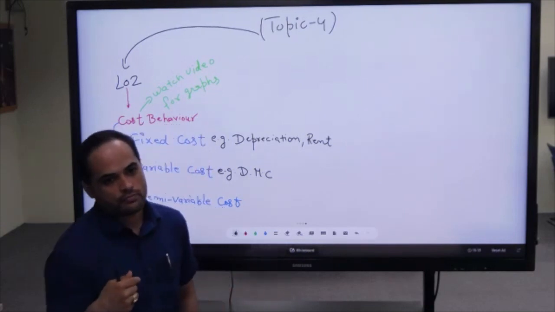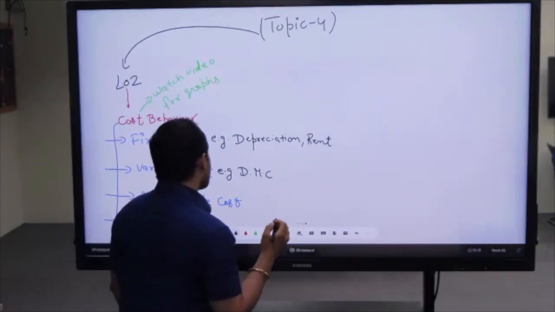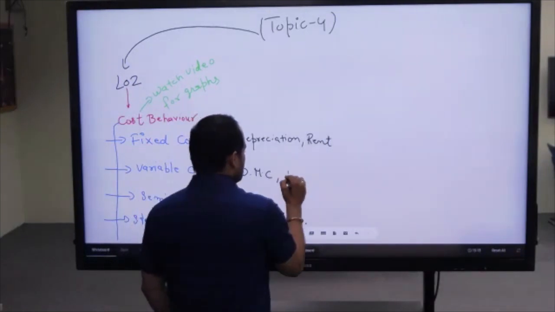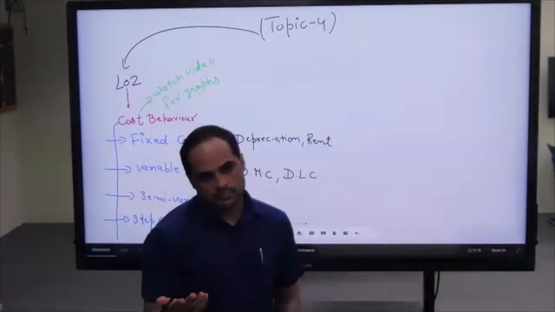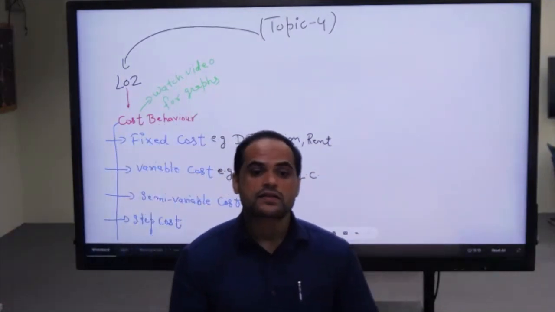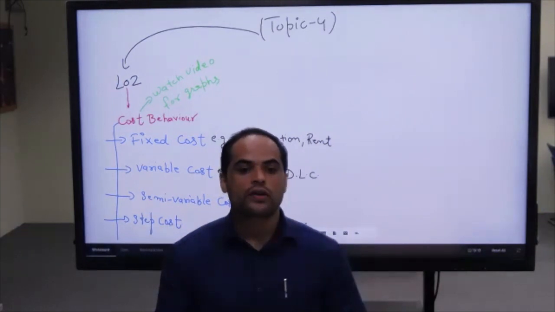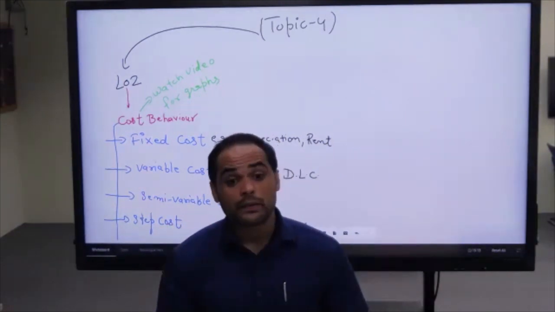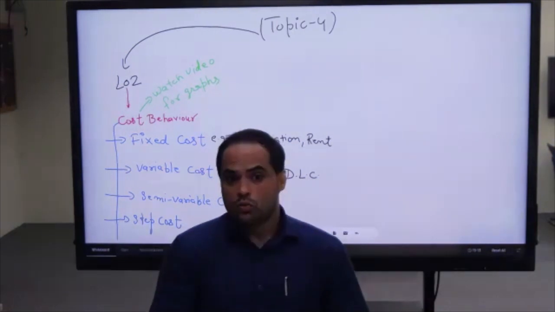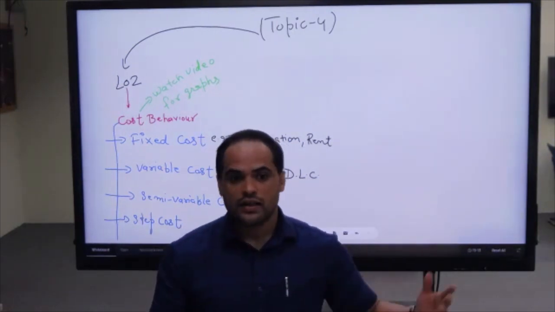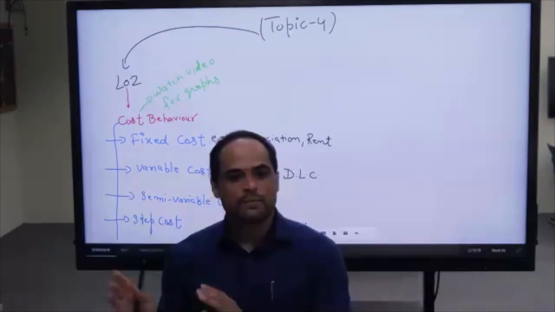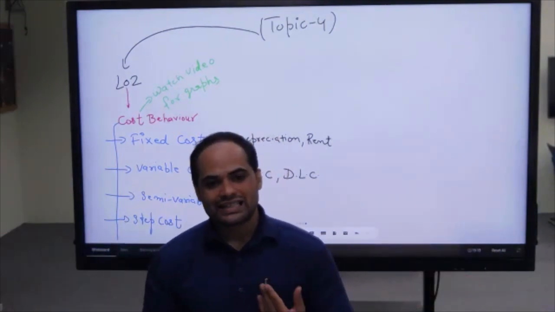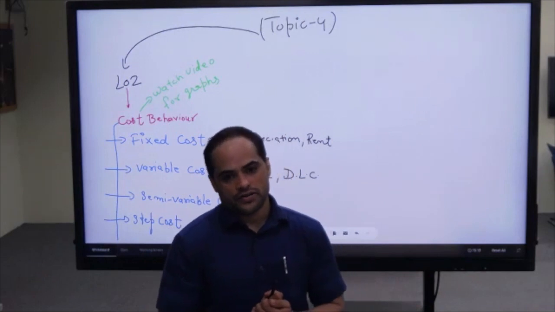Another example of variable cost is direct labor cost. Direct labor cost, again, variable cost. Why? We produce more product, we need more people. Produce less product, workers will work fewer hours, labor cost will be low. We do not produce any product, we don't have to pay any direct labor cost. So that's the idea of the variable cost.